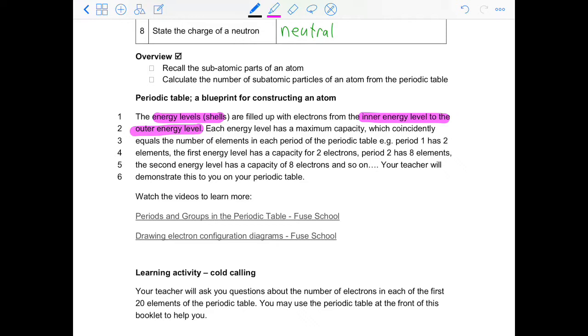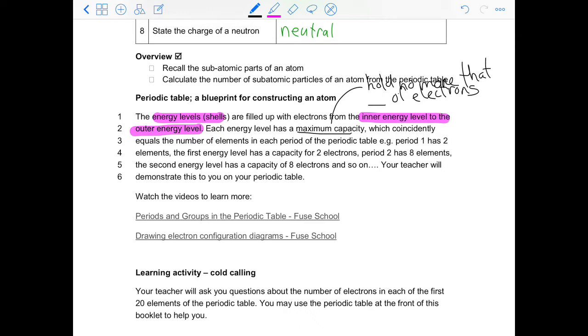Each energy level does have a maximum capacity, which means it can hold no more than that amount of electrons. We've talked very extensively on the fact that our first energy level can hold 2 electrons. It's not a coincidence that the first period of the periodic table has 2 elements in it as well.